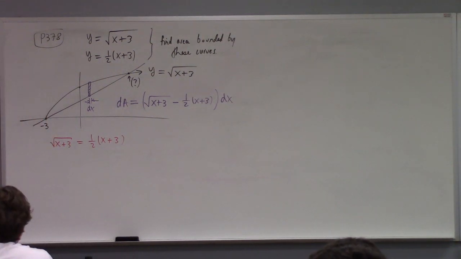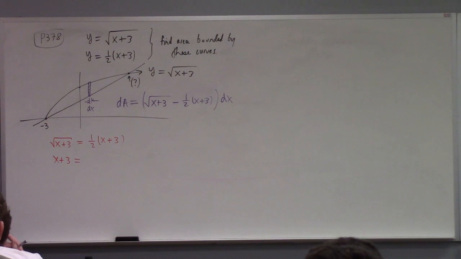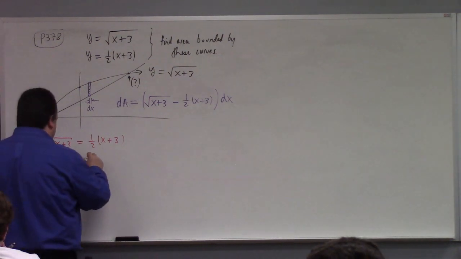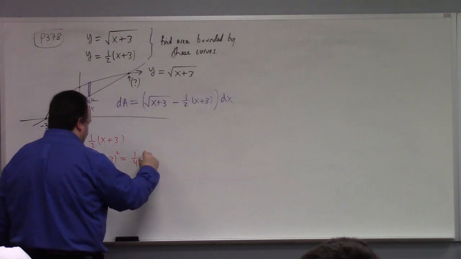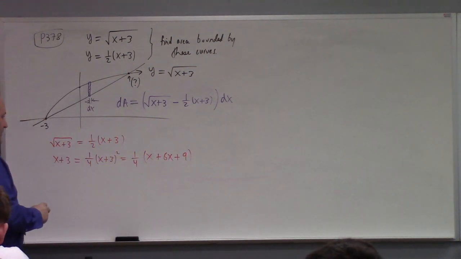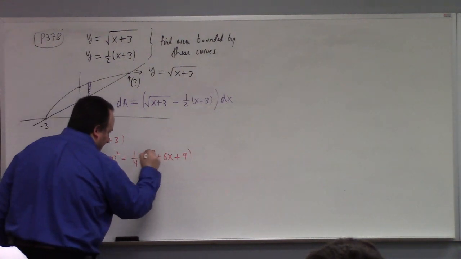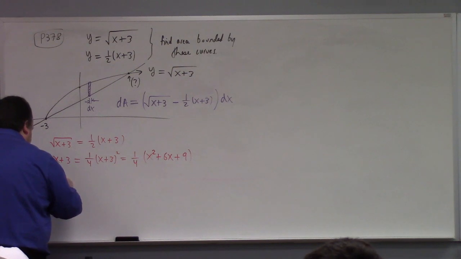Square both sides. I like that. X plus 3 equals, what happens when you square this? It would be 1/4 times x squared plus 6x, and then plus 9. Yep. You are correct. And of course you said x squared, but I didn't write it. There we go. Multiply by 4 because we hate fractions. We've got 4x plus 12.